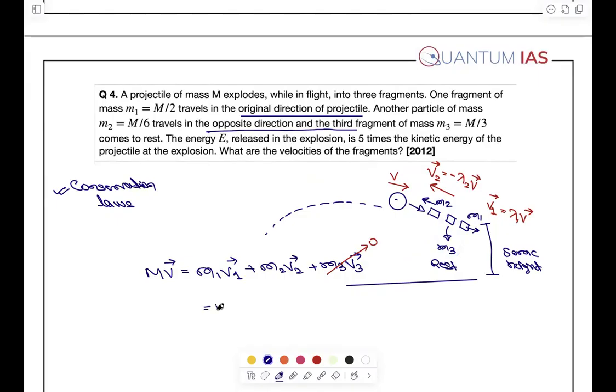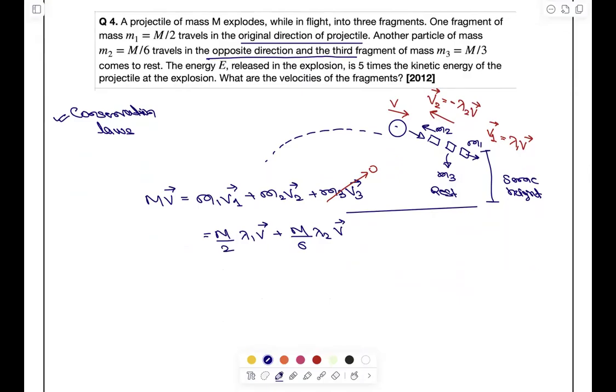Now we can write this as: m1 is m by 2, it is given, and it is lambda 1 into v, plus m2 is m by 6 lambda 2 into v. Now you can see from here mv will cancel out, and you will have a relation. Taking the common factor, it will be 6 equals 3 lambda 1 minus lambda 2. So this is my first equation.